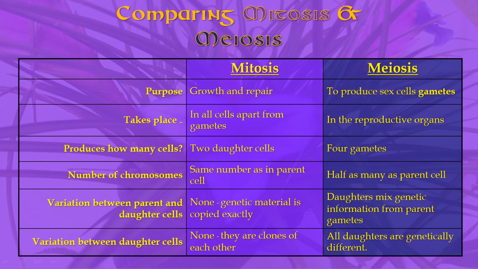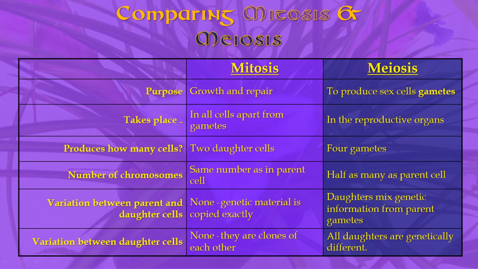Mitosis takes place in all cells except gametes, and meiosis takes place only in the reproductive organs where gametes are made. Mitosis produces 2 daughter cells, but meiosis produces 4 gametes. Mitosis produces daughter cells with the same number of chromosomes as in the parent cells, but meiosis creates cells with only half as many chromosomes as the parent cells. Mitosis produces no variations in the genetic code, usually, although mutations can happen. But basically, the daughter cells from mitosis are exactly the same as from the parent.